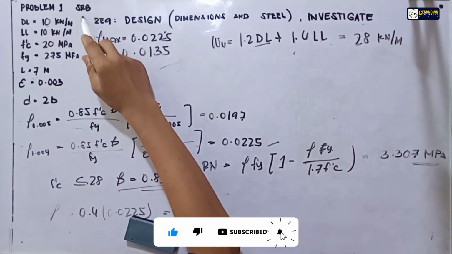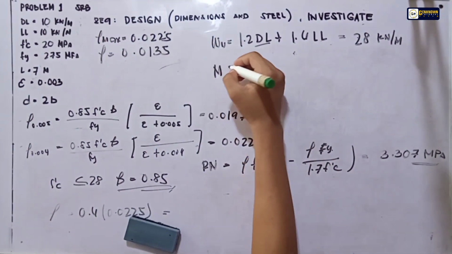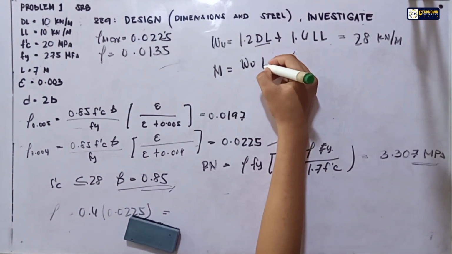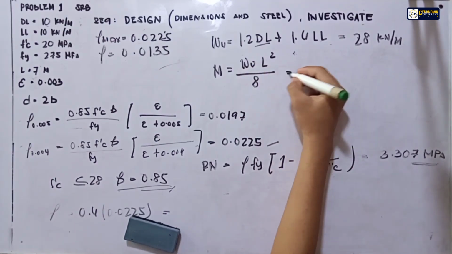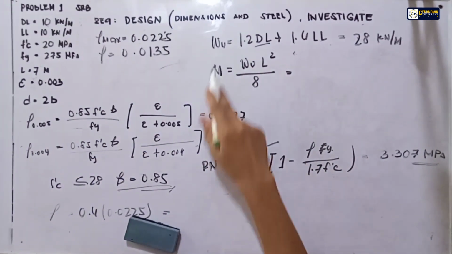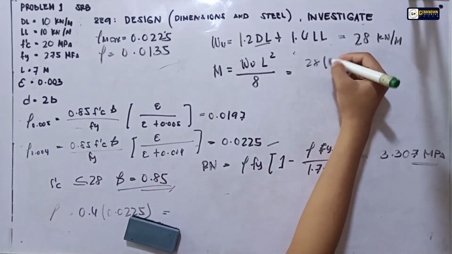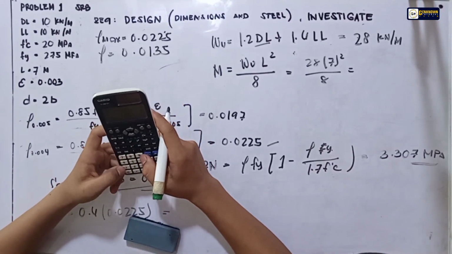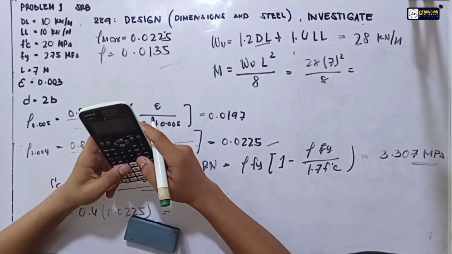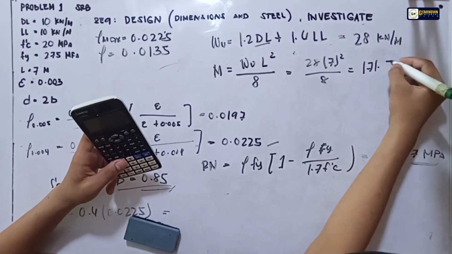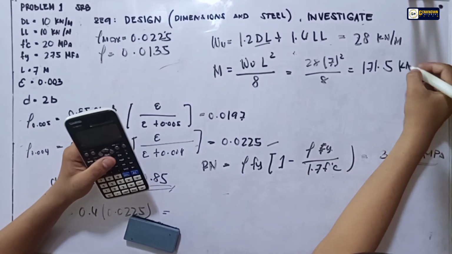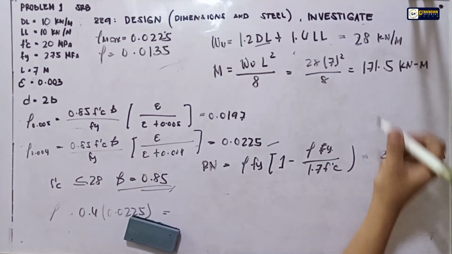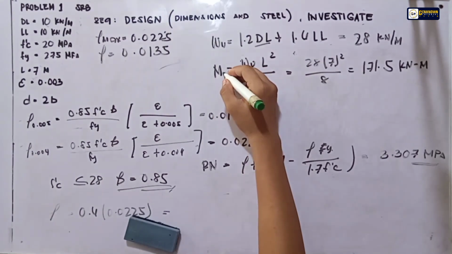Okay, by the way, singly reinforced din tayo. So ang moment na gagamitin natin dyan is the factored load multiplied by length squared over 8. Okay, so we are already familiar with this moment formula, no? So 28 multiplied by 7 squared over 8. That will give us 28 multiplied by 49 over 8, 171.5. Okay, the unit is in kN meter. Since factored load to, so factored moment din to.